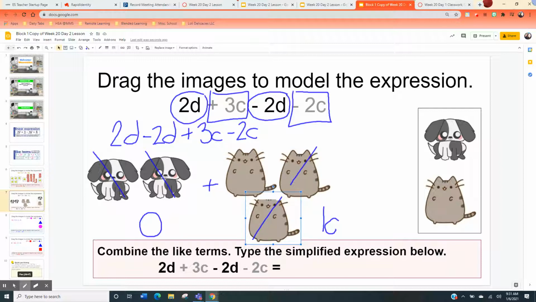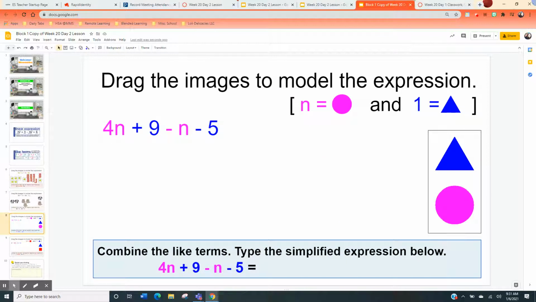So now I'm going to write my simplified expression on the bottom. So I don't want to put the 0. I don't have any dogs left. So that's it. But I have 1 cat left. So you can either write 1c or you can just write c. So my answer for this one would just be C. Go ahead and look at the next one.